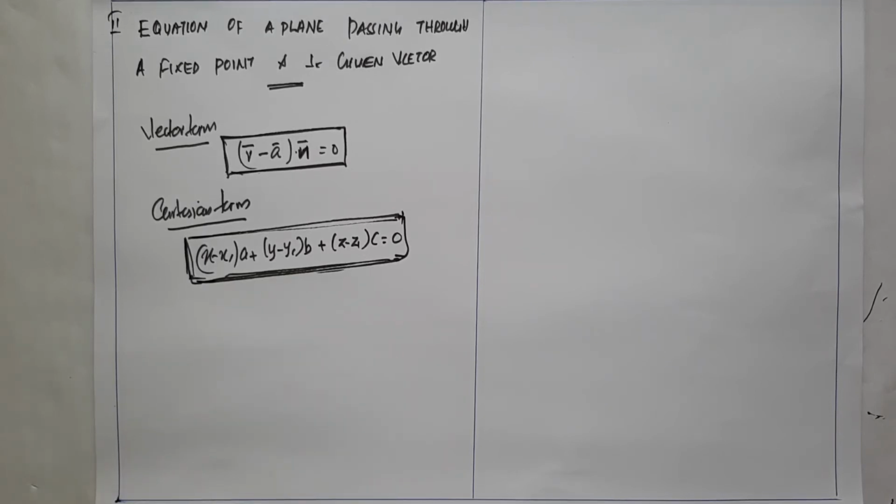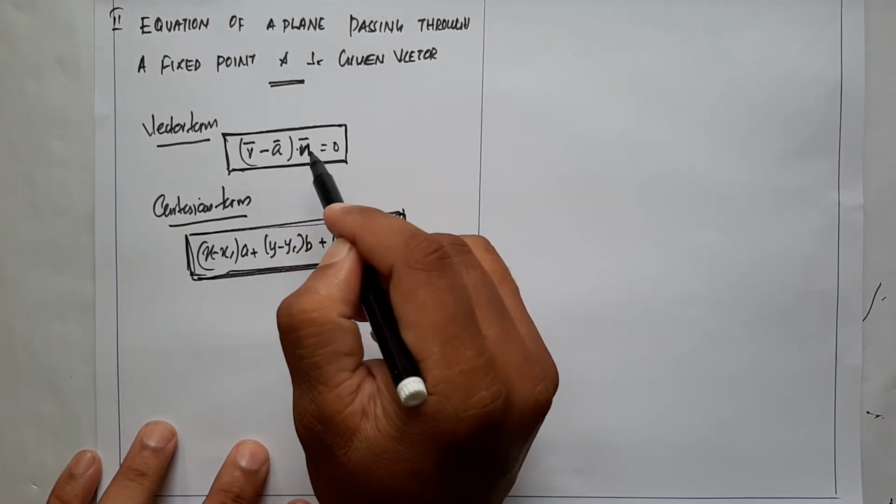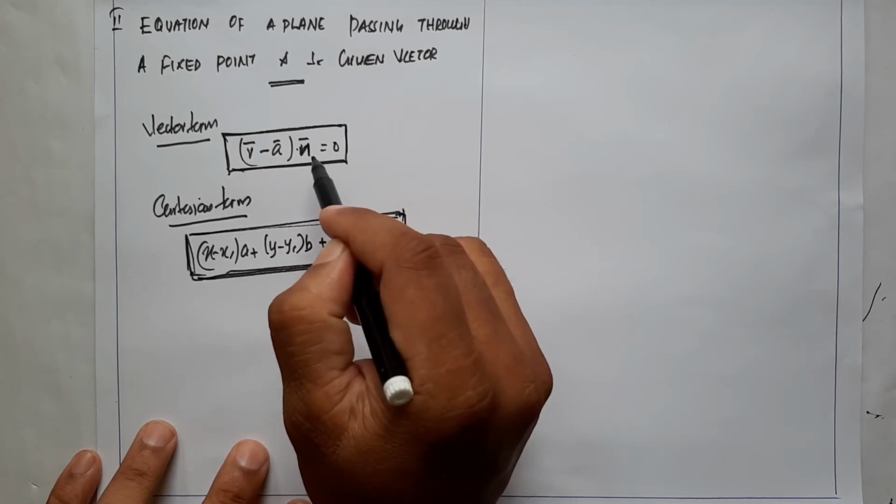Suppose they want the vector form, then we apply the formula r minus a dot n is equal to 0. Okay. Here the plane's passing point has position vector a and the perpendicular vector is vector n.